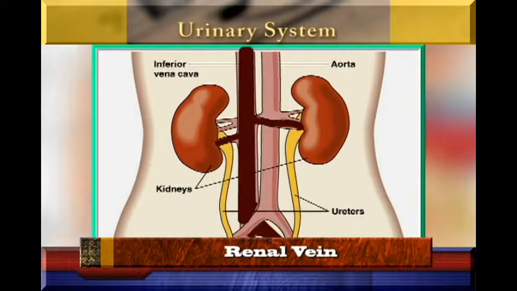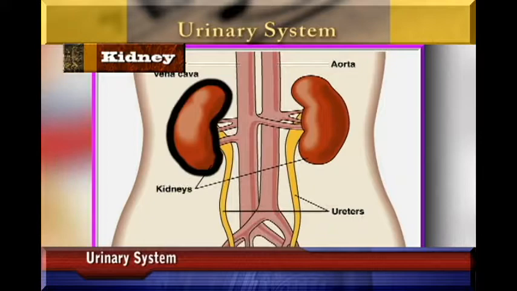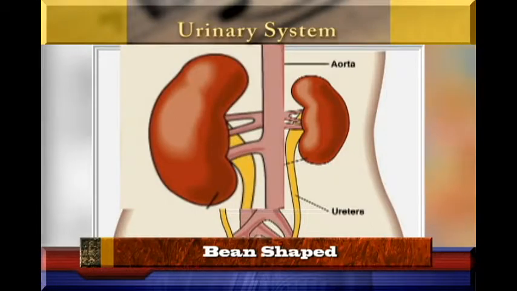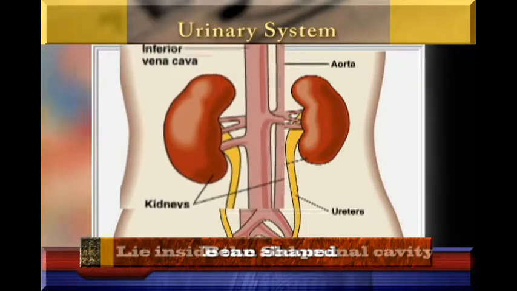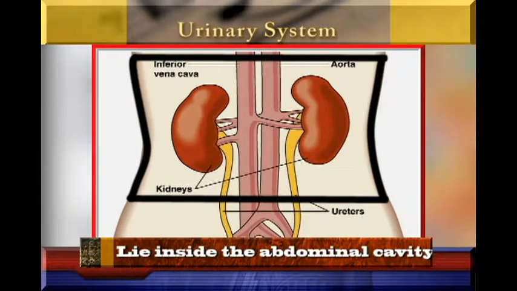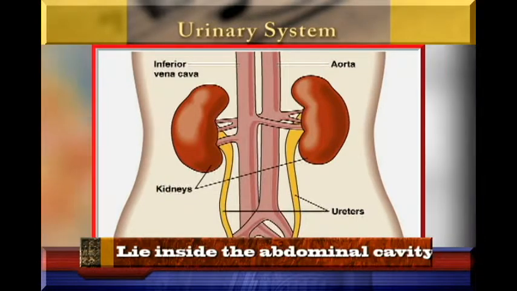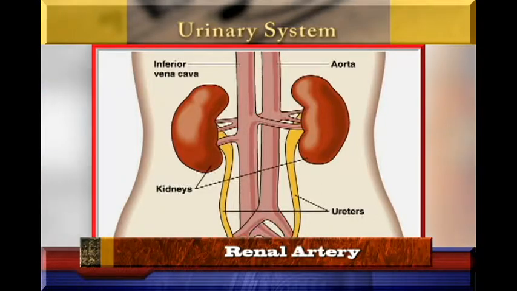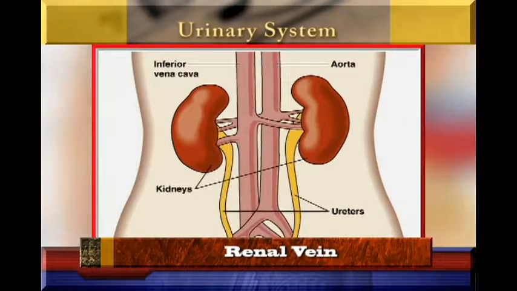Now when we look at the structure of a kidney itself, and we may be looking at one kidney, you will see that the kidney is bean shaped. It lies inside the abdominal cavity, that is in our abdomen, that's where it lies, and it is supplied by the renal artery. That is, the blood is supplied by the renal artery, and the blood is removed by the renal vein.